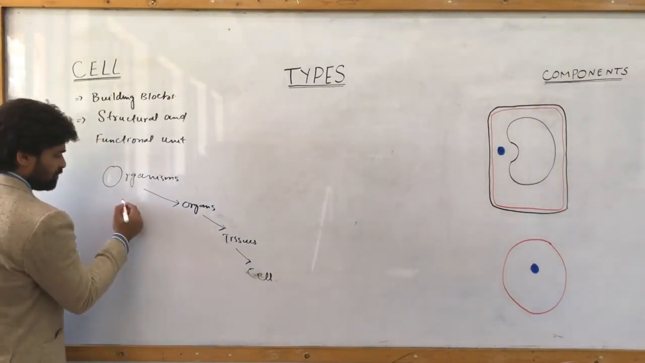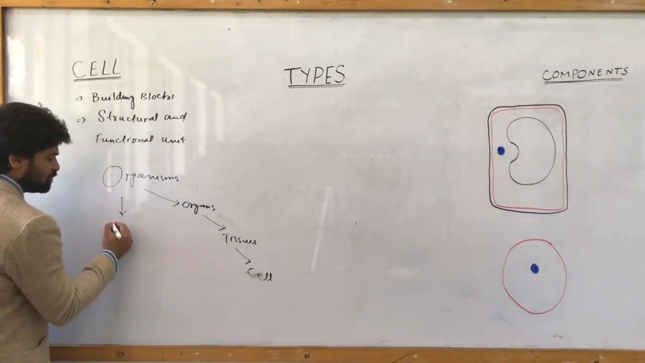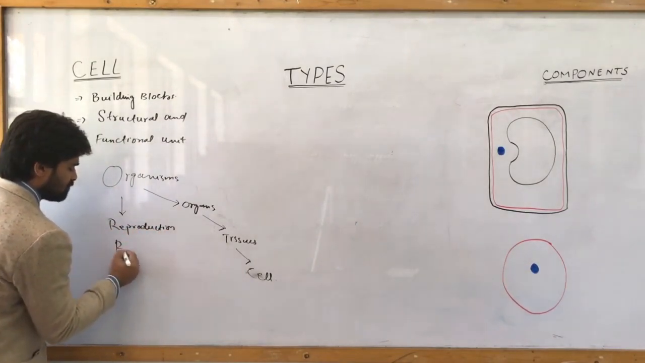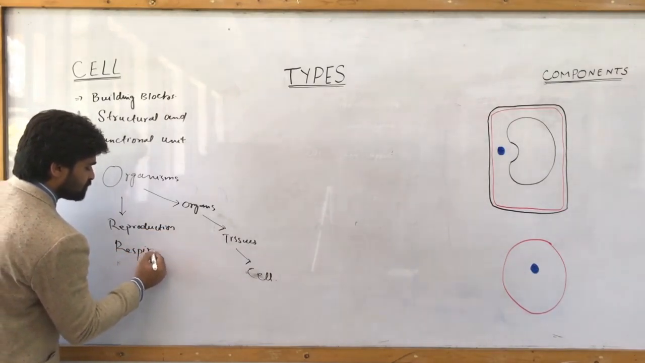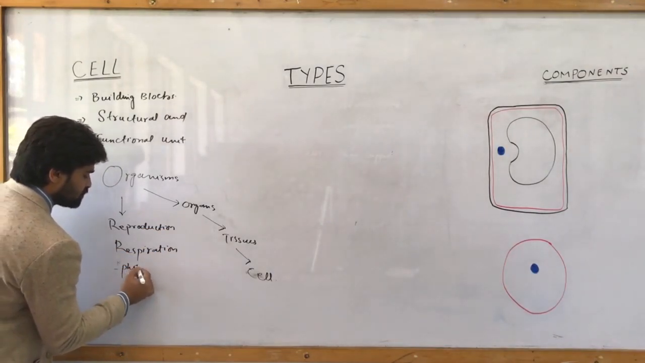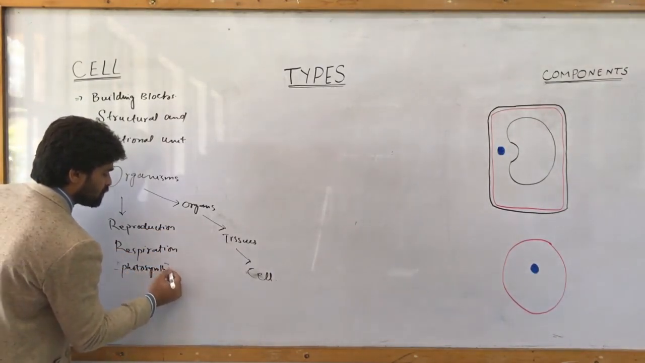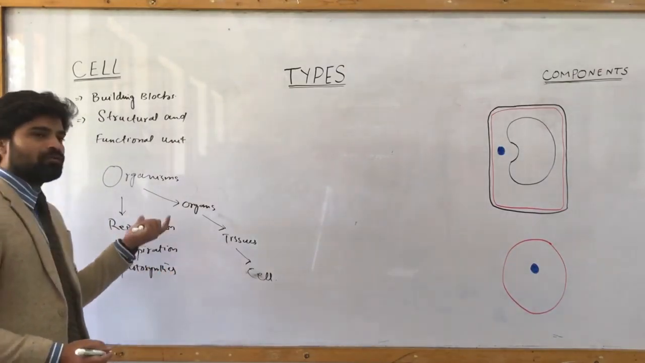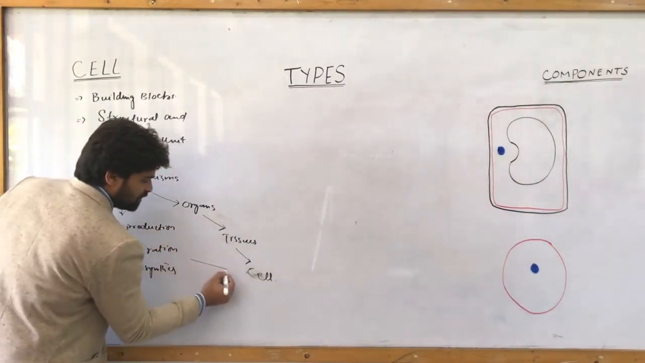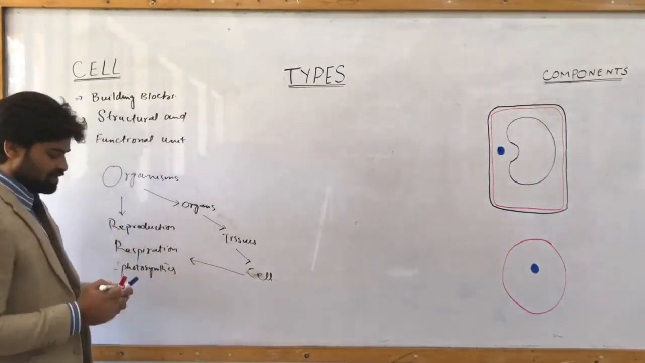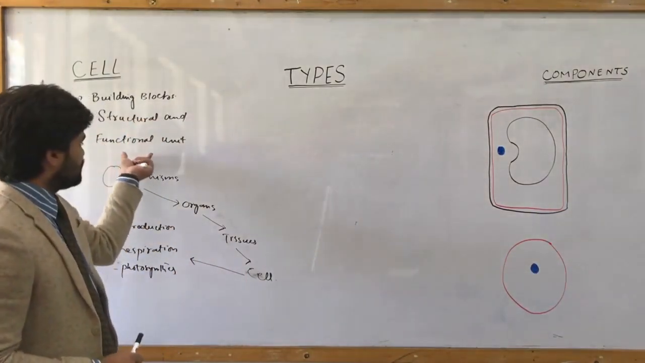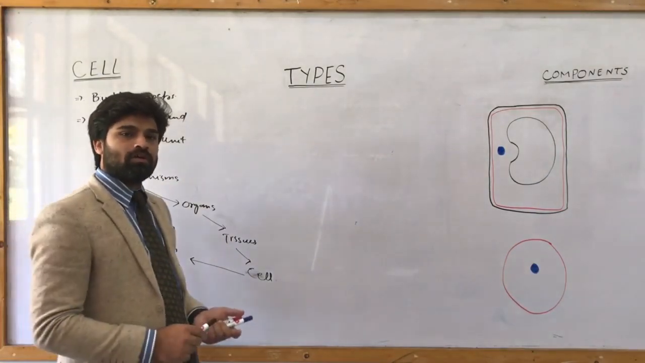Let's see, in an example, organisms do reproduction, they do respiration, they do photosynthesis. These are the functions of an organism, but these functions are basically performed by the cells. So that is why they are called the structural and functional unit of living organisms.